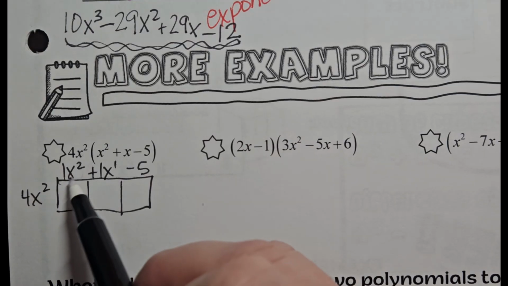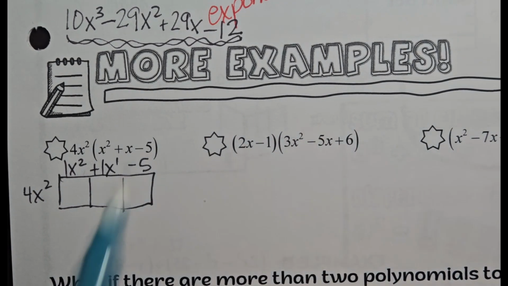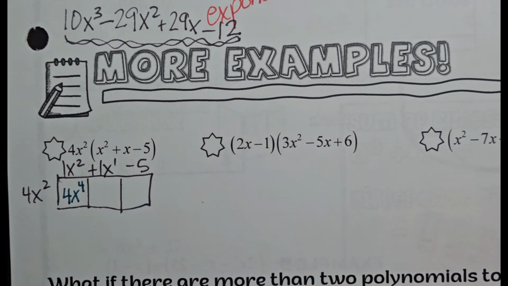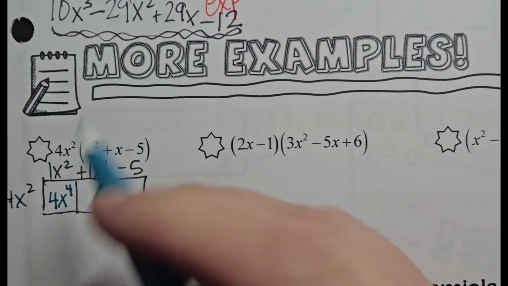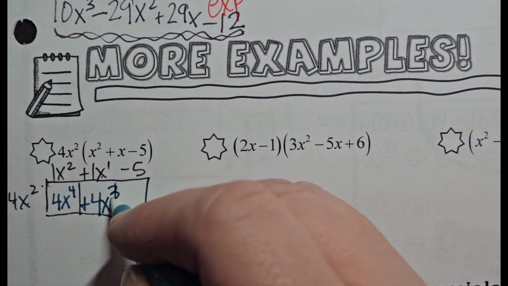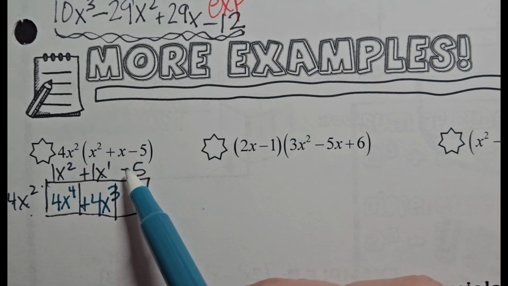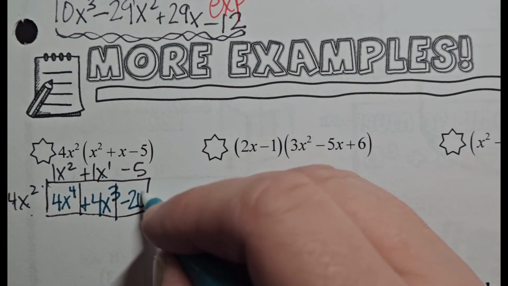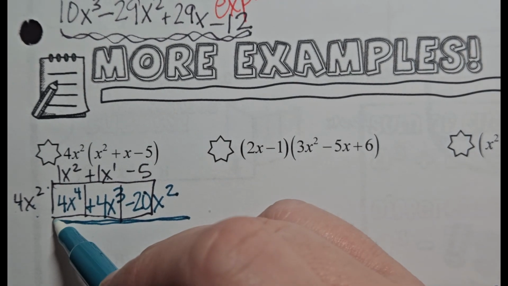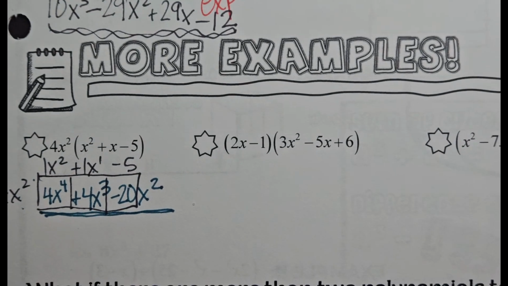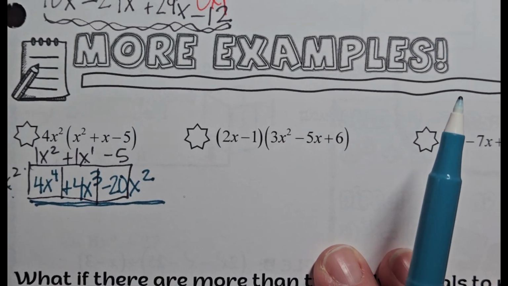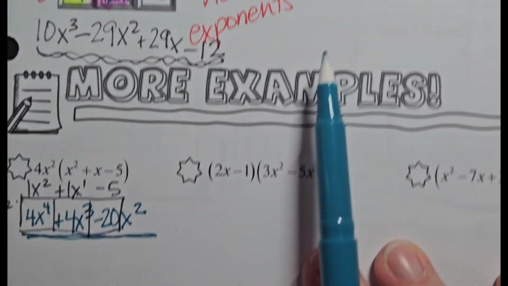So 4x squared times 1x squared, 4 times 1 is 4. And then x squared times x squared, we add those, x to the fourth. All right, 4 times 1 is 4 again. X squared times x to the 1, 2 plus 1 is 3. And then 4x squared times negative 5, 4 times negative 5 is negative 20, and the x squared just stays there. And notice here, there are no like terms because we don't have any diagonals for the like terms to catch up on. So that one's done. Doing a monomial is pretty quick. It's not too bad.